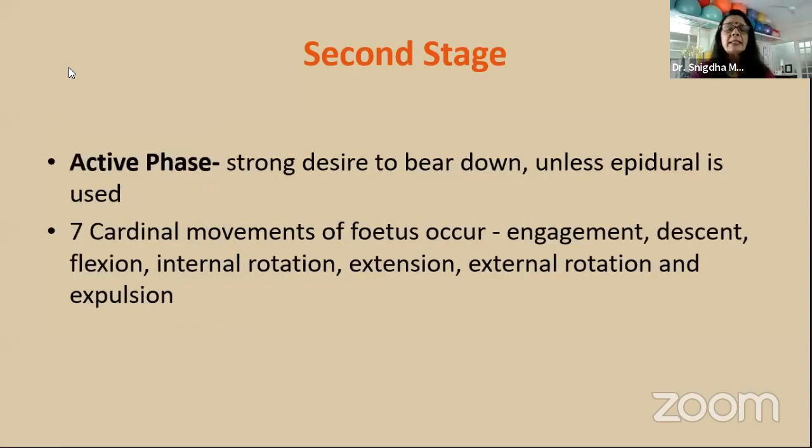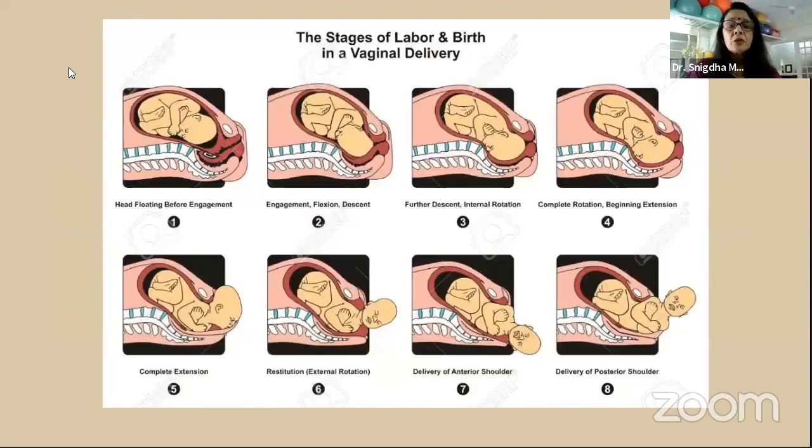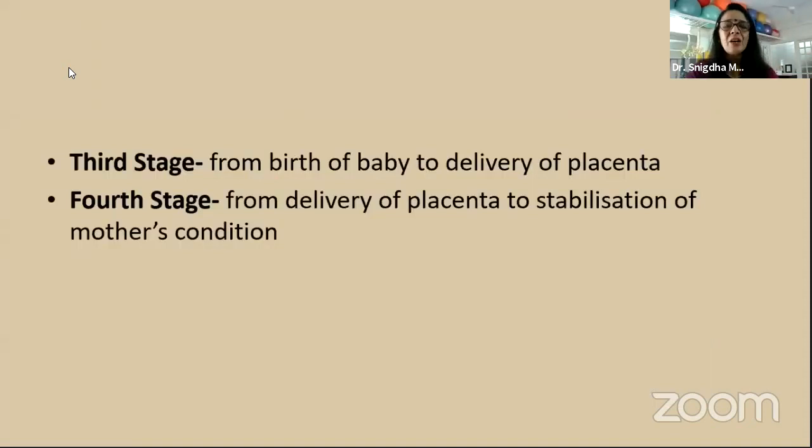And then we go to the second active phase. There is a strong desire to bear down in a woman, unless an epidural is used, in which case of course the desire may not be strong enough. During this phase, 7 cardinal movements of the fetus occur: the engagement, descent, flexion, internal rotation, extension, external rotation, and ultimately expulsion. So these are the various stages of the second stage, active stage of labor. And then we have the third stage, from birth of baby to delivery of placenta. And the fourth stage, which is equally important, from delivery of placenta to stabilization of the mother's condition.